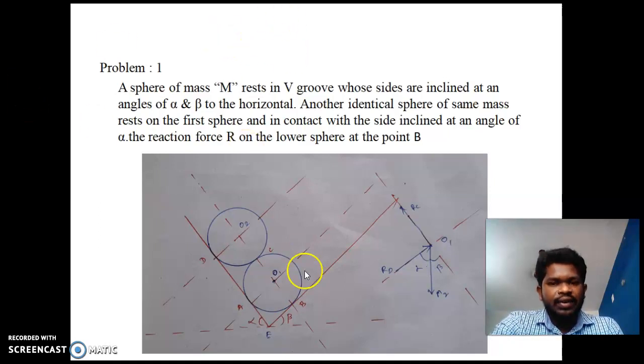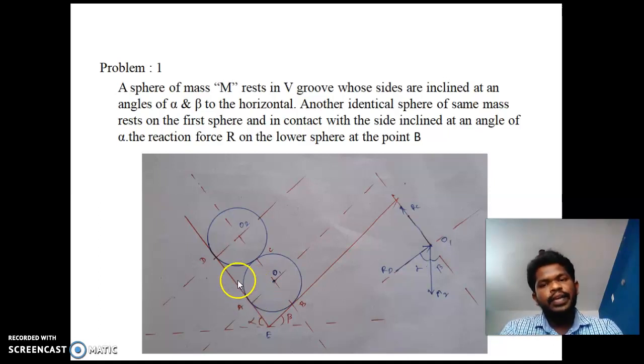We first consider sphere 1. Sphere 1 contacts one side of the V groove at point B, and the same sphere contacts the other side of the V groove at point A. Sphere 1 and sphere 2 are in contact at point C. Sphere 2 contacts one side of the V groove at point D. The objective of the problem is to find the reaction forces at point A, point B, point C and point D.